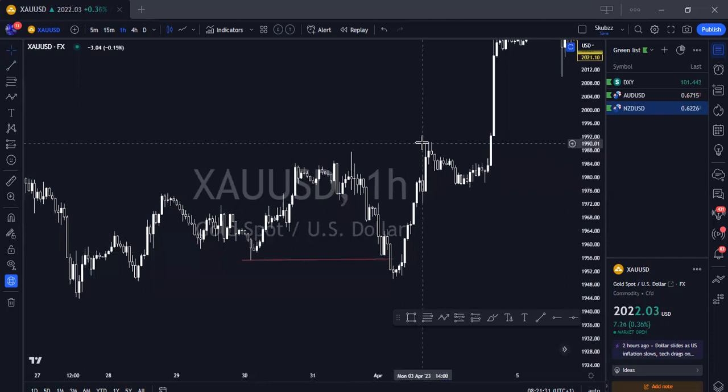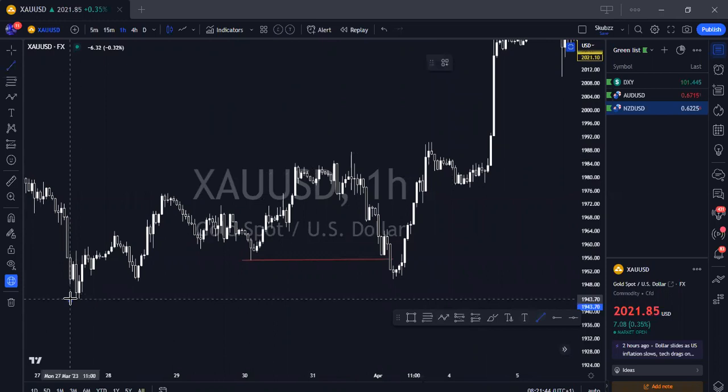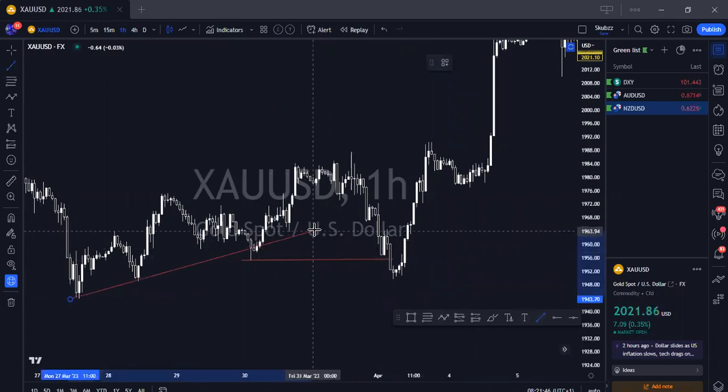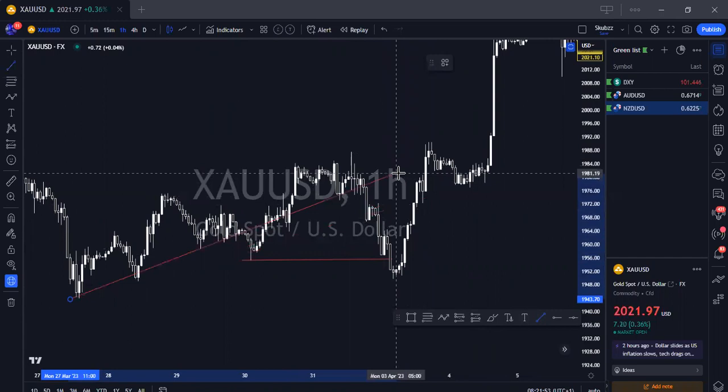Because what happened was, if you draw your trend line from that low, all those three lows, if you draw your trend line like this, you notice that it touched about 7 times. Something like this. I don't know, below.